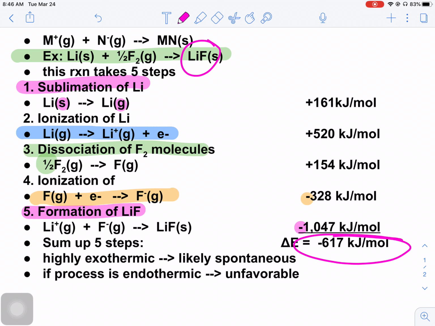Now remember, a negative value is going to be exothermic, and a negative value indicates that it's going to be spontaneous. If this value were to be positive, it's most likely going to be unfavorable or less likely to occur on its own. Guys, I think I am going to post one more video just to give you one more example problem. You will have to do one in your homework.